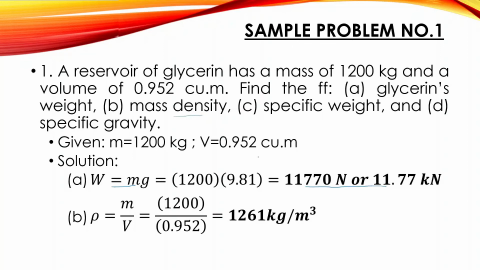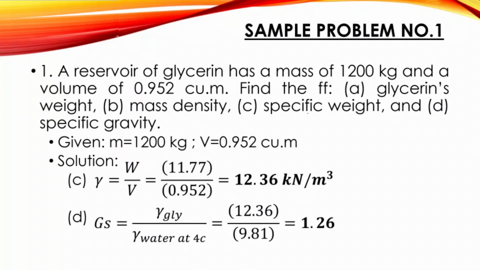Second is the mass density. Take note that density is equal to mass over volume. So mass is 1,200, over the volume, which is 0.952. That is equal to 1,261 kilograms per cubic meter, the density of the glycerin.